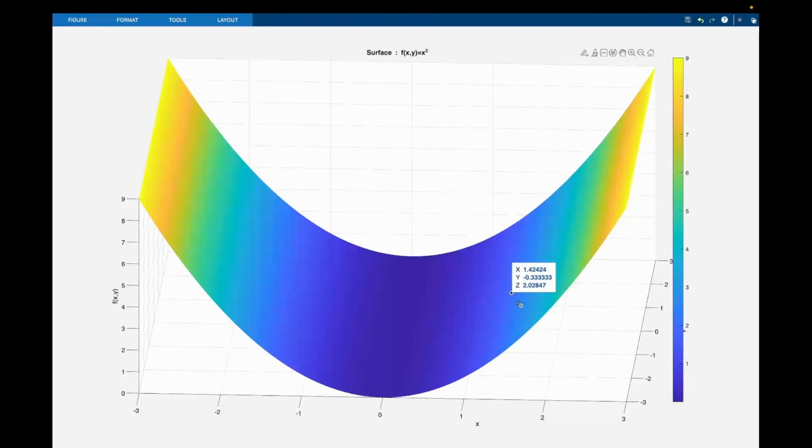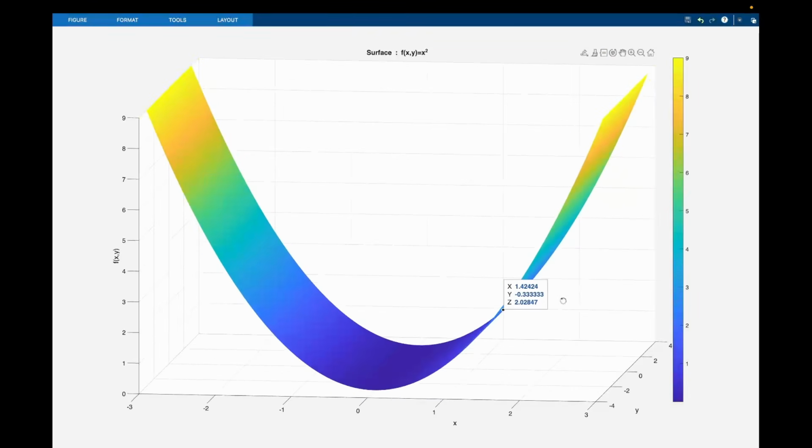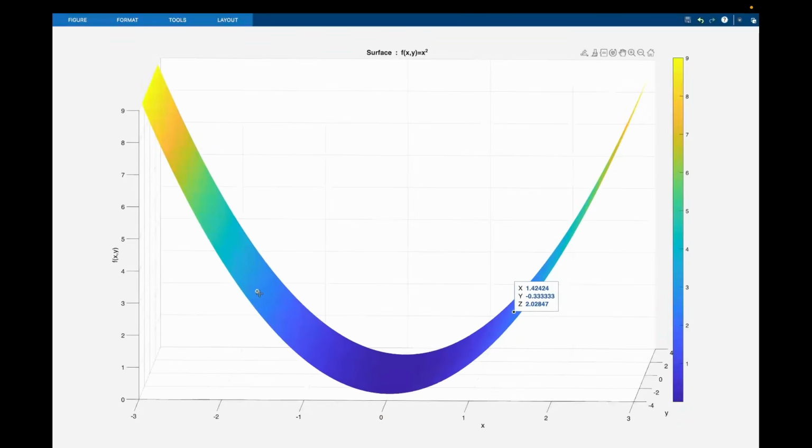Now if you move in the positive x direction, you can see the y value is getting increased. And similarly, if you are at this point and you move in the positive x direction, you can see the y value is getting decreased, and if you move in the negative x direction, then the y value is getting increased.